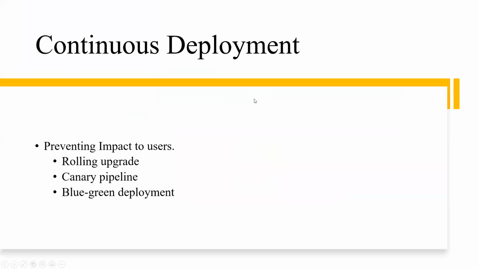In preventing impact to users, we have these three. First, rolling upgrade. This is the most straightforward version of continuous delivery, in which changes are periodically rolled out in such a way that they do not impact current users, and nobody should have to reinstall the software. Rollback.